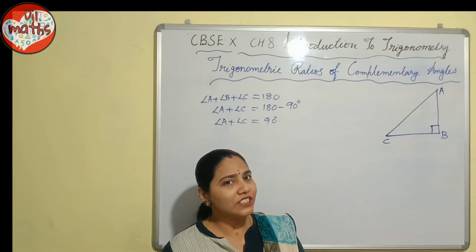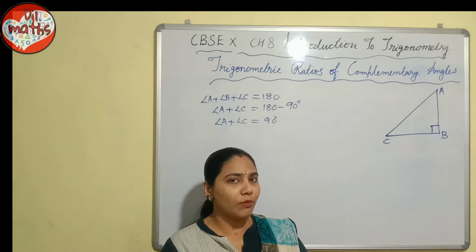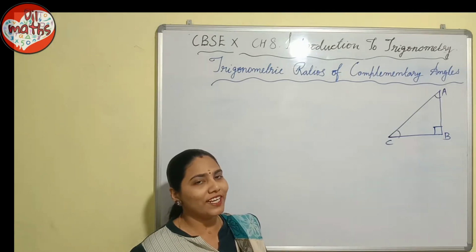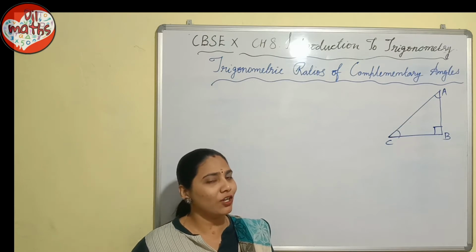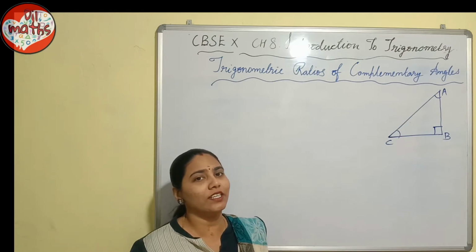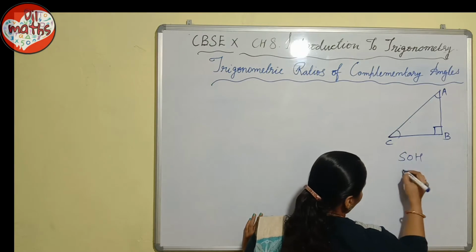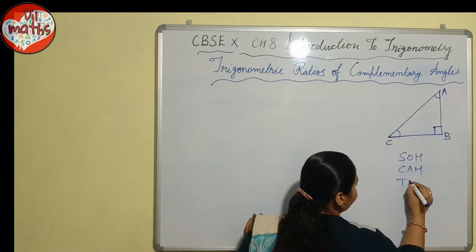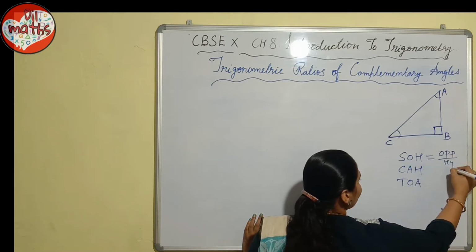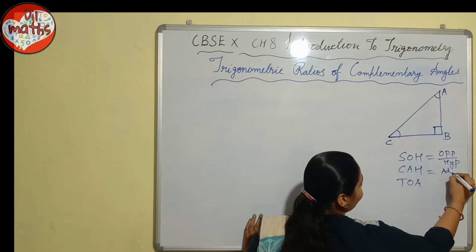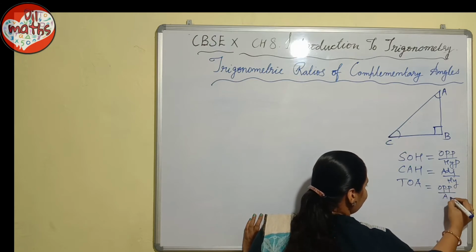Okay, so we will check the trigonometric ratios of complementary angles. First we will find the trigonometric ratios of sin A. To find sin A, cos A and tan A, you have to remember the trigonometric tricks, isn't it? By using that you can find trigonometric ratios easily. So I am going to write that here. Sine is opposite by hypotenuse, cos is adjacent by hypotenuse, tan is opposite by adjacent.